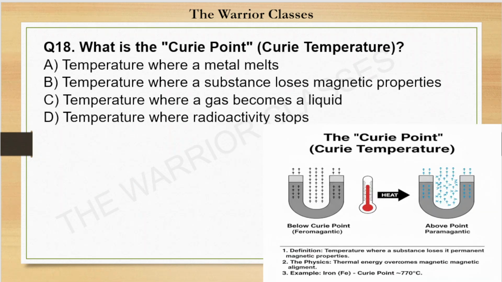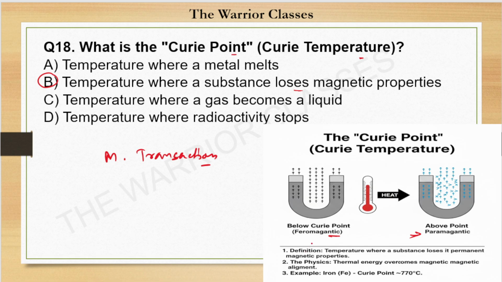Now next question, question number 18 of this series, is what is Curie point or Curie temperature? The correct answer will be option B, temperature where the substance loses magnetic property. So option B is correct. It is also called magnetic transition. Above a certain temperature, a ferromagnetic material becomes paramagnetic.